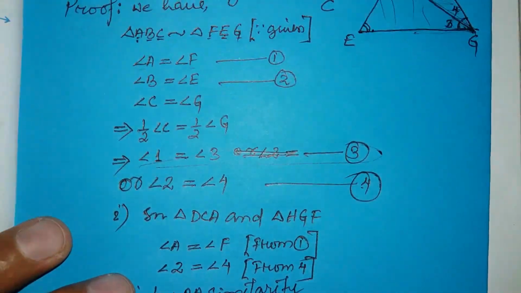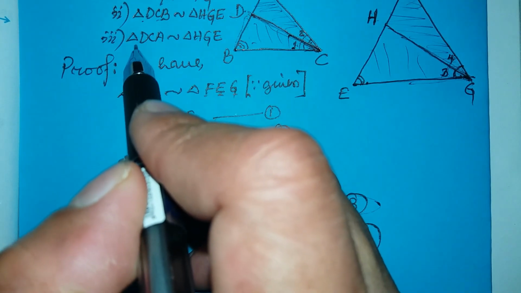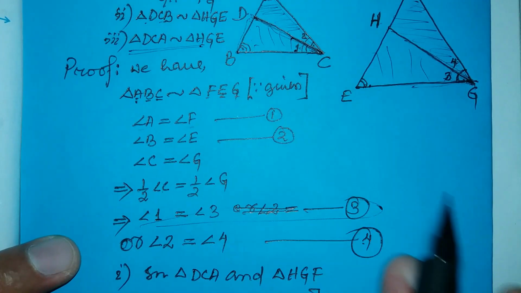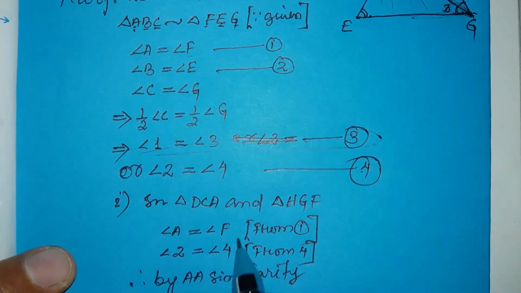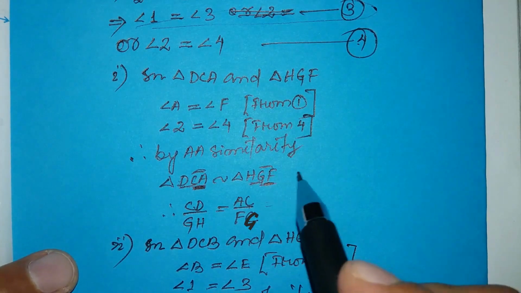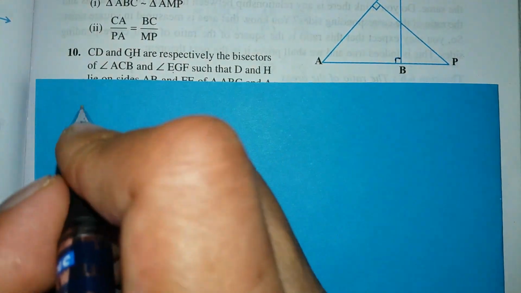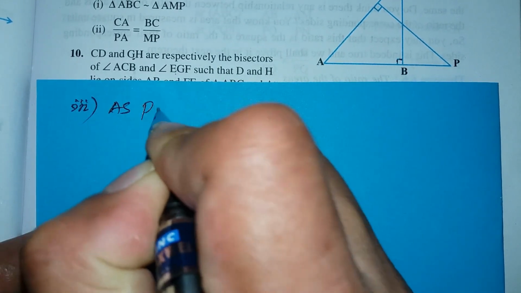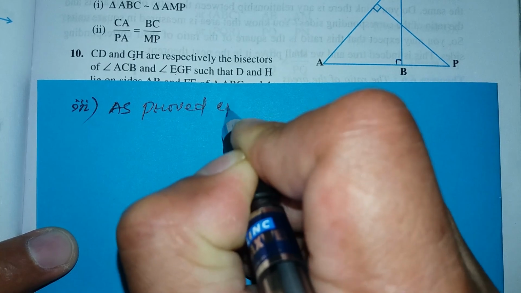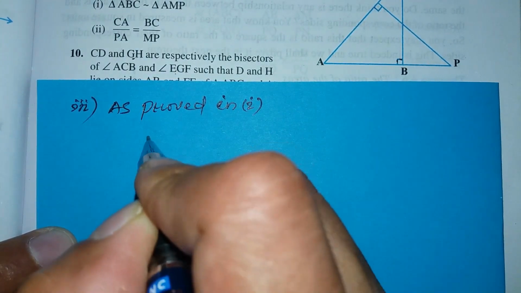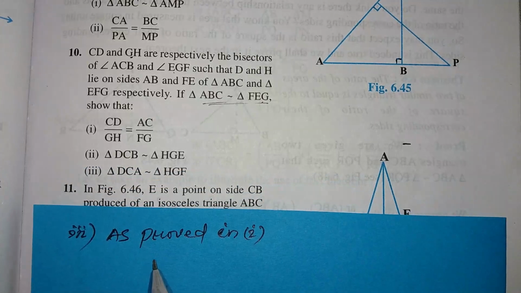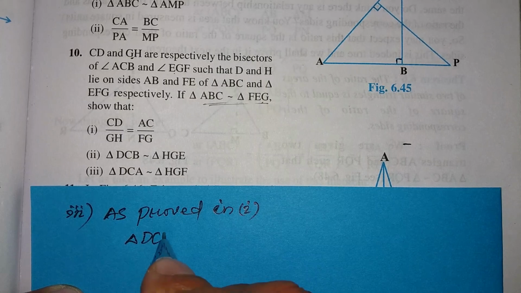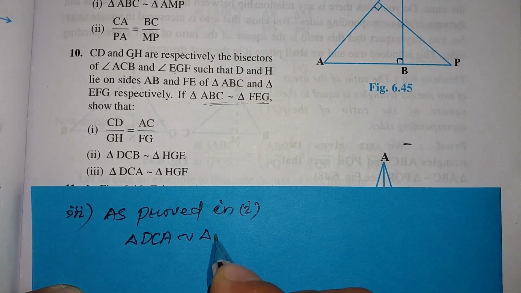Now this is the proof of the second one. Now the third one: triangle DCA is similar to triangle HGE. This third one we have already proved in Roman number 1 here. For the third one, you will say, as proved in 1, triangle DCA is similar to triangle HGF.